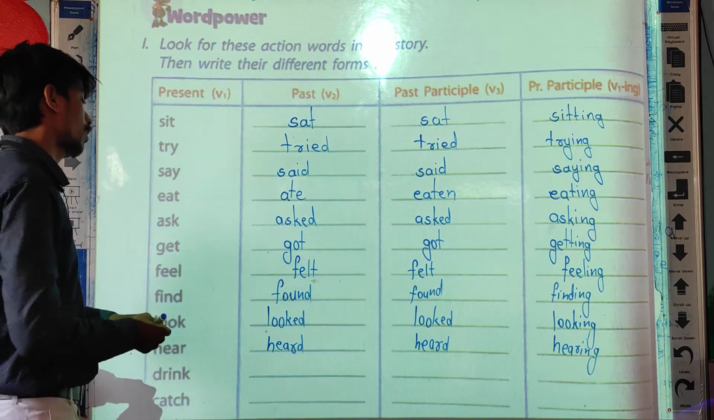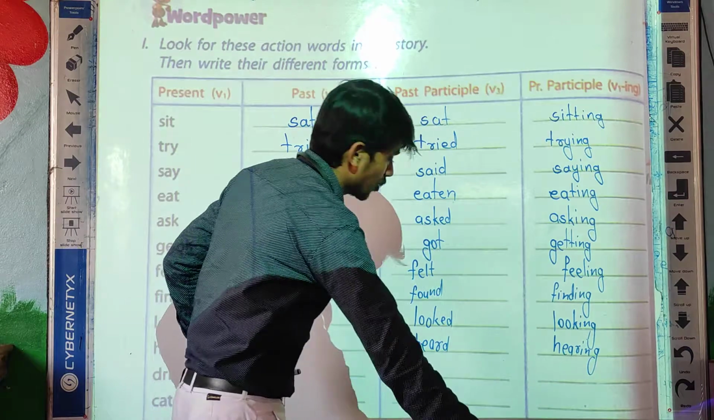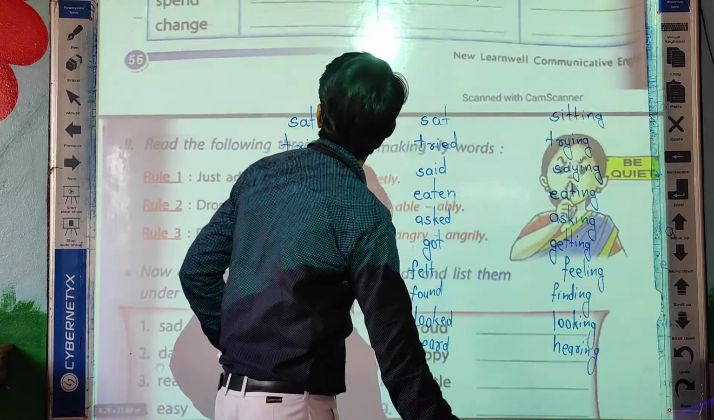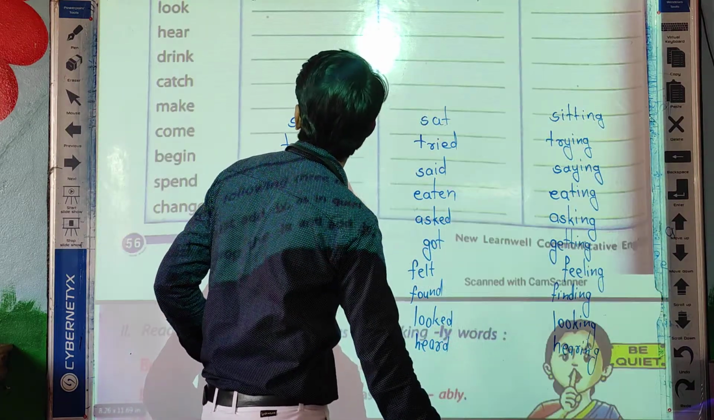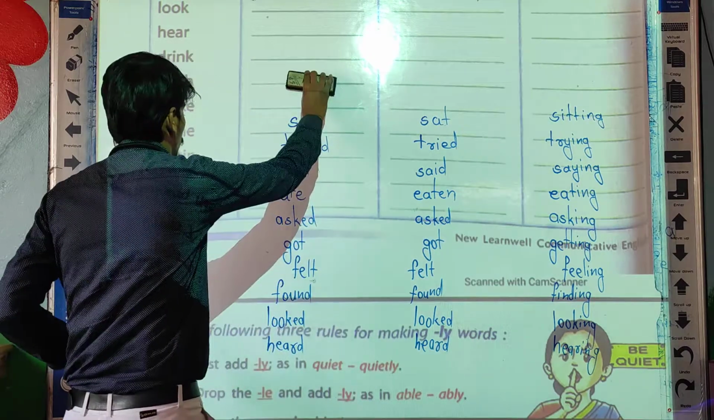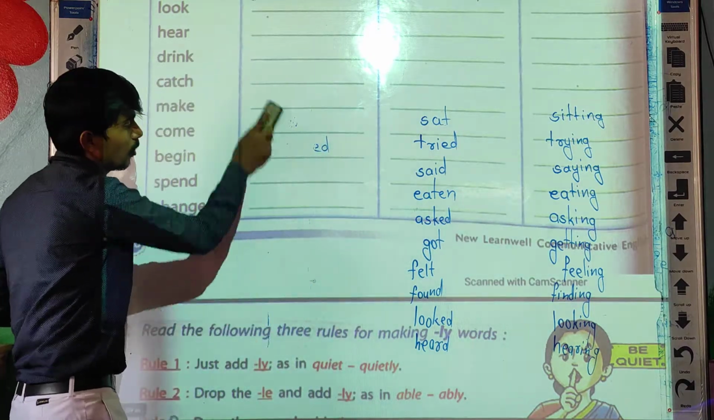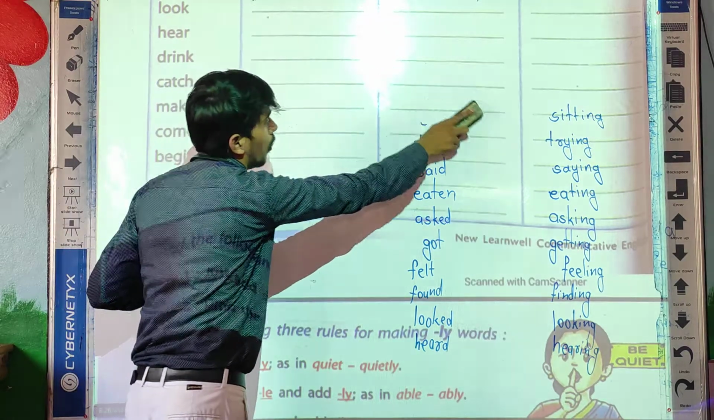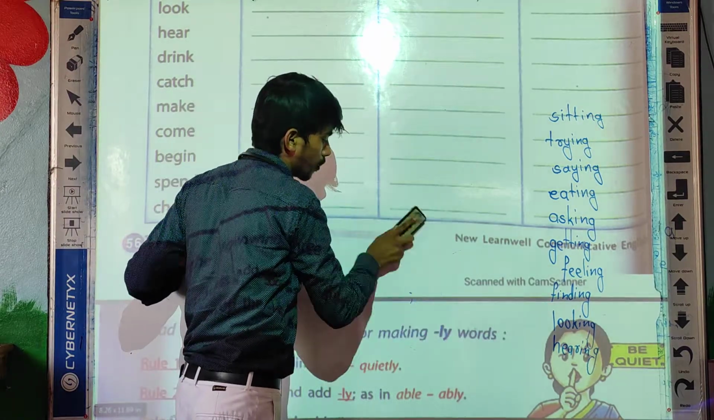You go to next round. I will take a page up. I will send the picture of this so you can write in your textbook. Okay, students?